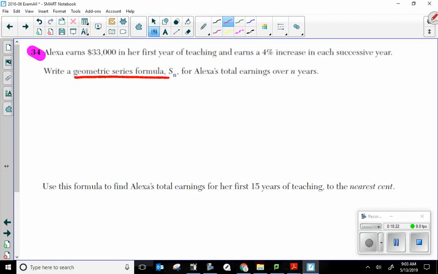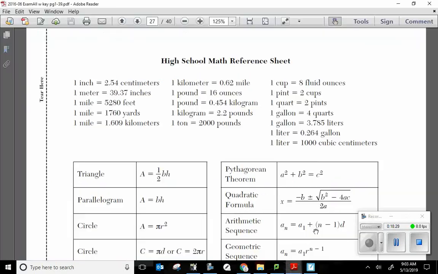Geometric series formula, S of n. That is actually on your reference sheet. If you ever see that, you go right to your reference sheet. Bam, that would be your reference.